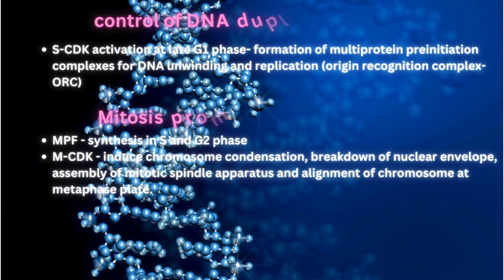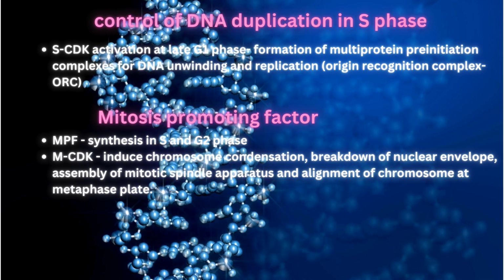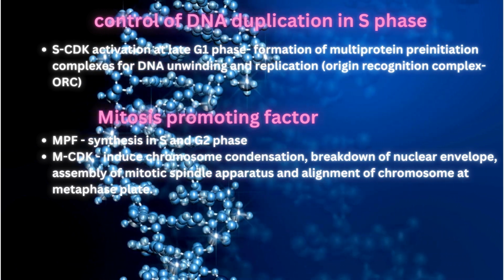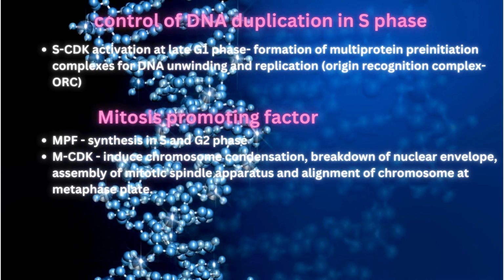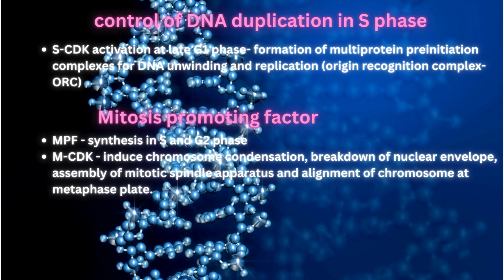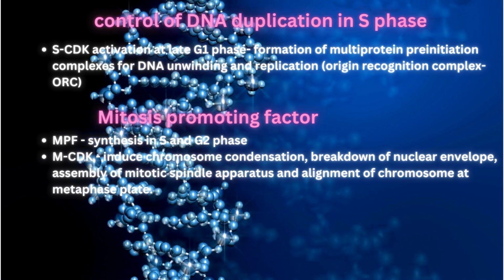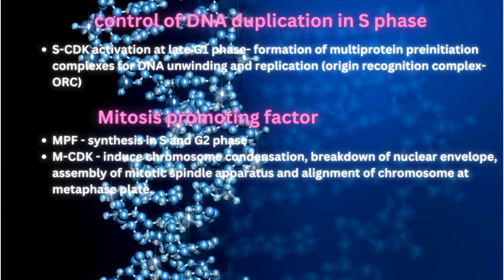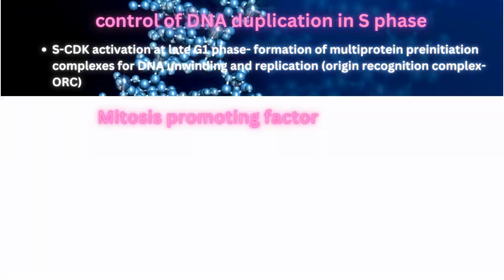Control of DNA duplication in S phase. S CDK activation at late G1 phase is responsible for formation of multiprotein pre-initiation complexes for DNA unwinding and replication. Origin recognition complex, ORC. Mitosis promoting factor is synthesized in S and G2 phase. M CDK induces chromosome condensation, breakdown of nuclear envelope, assembly of mitotic spindle apparatus and alignment of chromosome at metaphase plate.